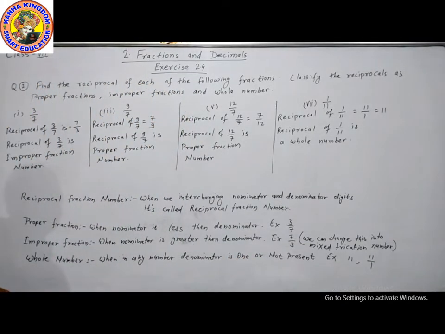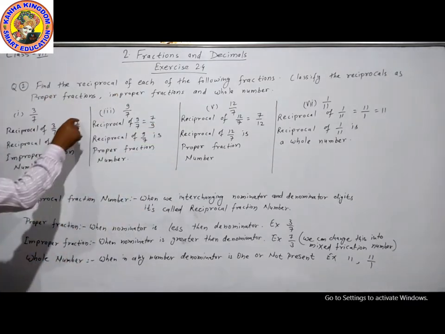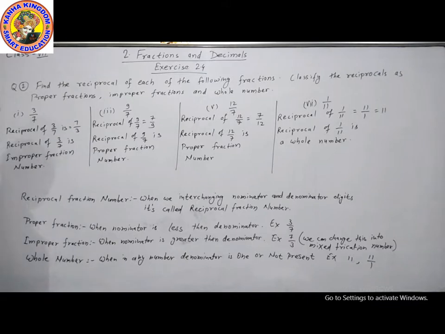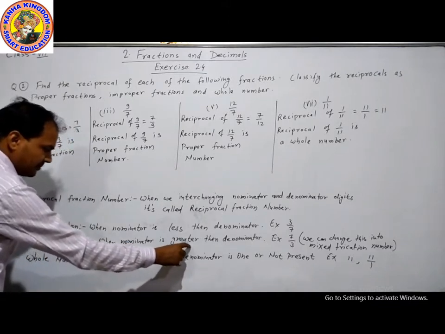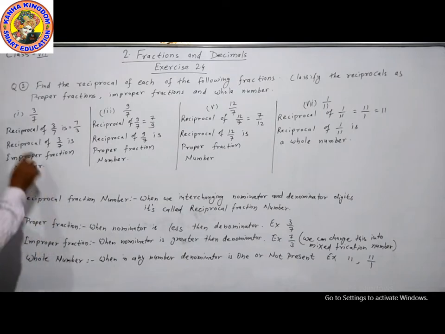So now take beginning from the question. Find the reciprocal and classify as proper, improper fraction and whole number. First is 3 by 7. Reciprocal of 3 by 7. Now finding the reciprocal, we will interchange the digits. So this is 7 by 3. Is 7 by 3 proper, improper or whole number? 7 is numerator. Numerator is greater than denominator, then this is improper. So reciprocal of this is improper fraction number.